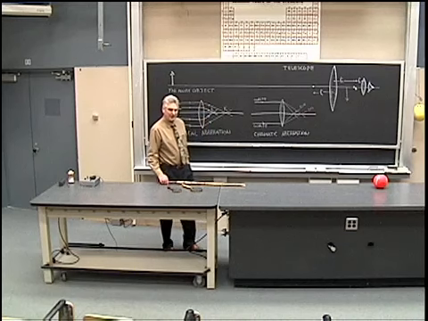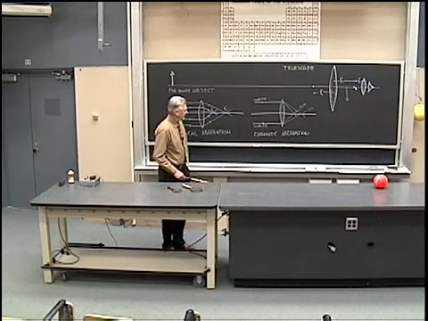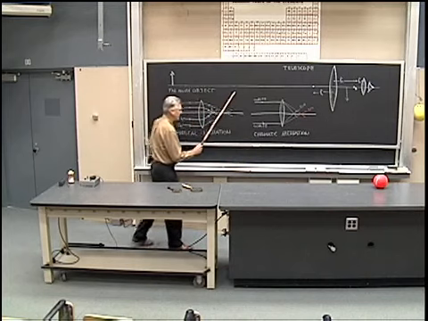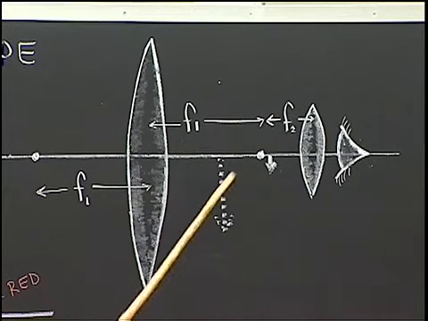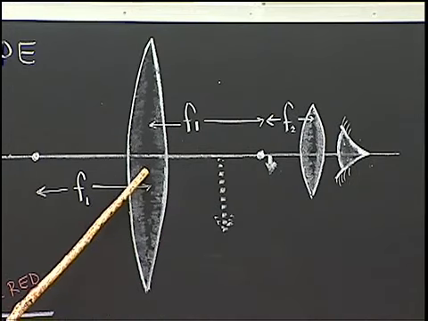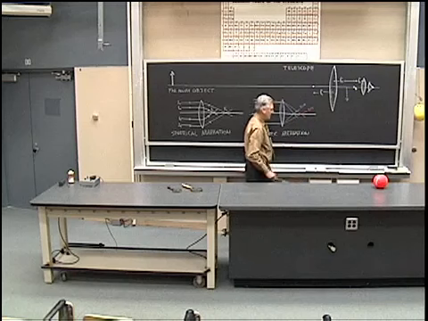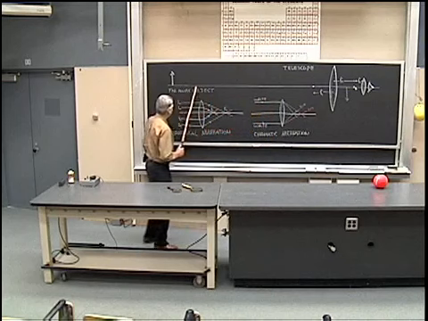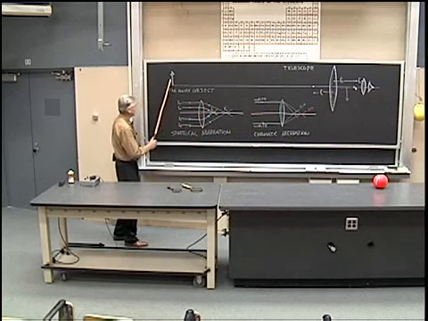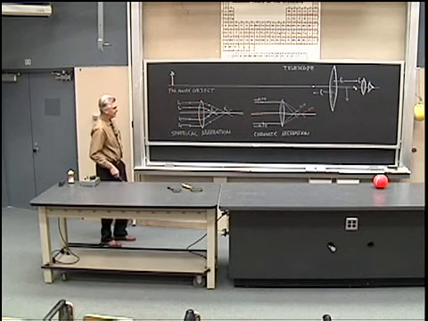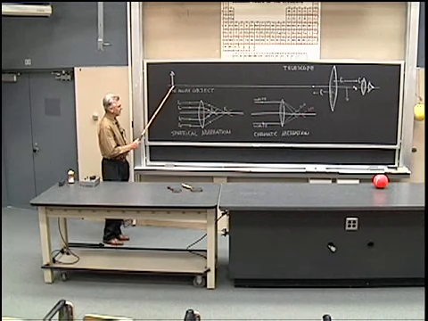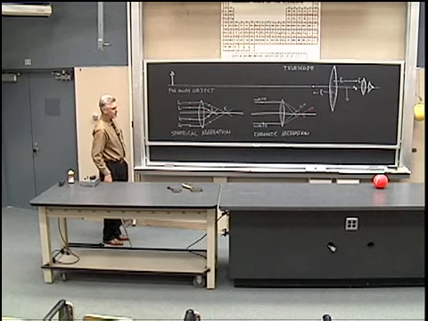Now I'd like to talk to you about the telescope. Here I have a diagram for an astronomical telescope in which we have a converging lens for the objective lens and another converging lens for the eyepiece. I've shown the object some distance away. This object might be the moon, or a planet, or even a terrestrial object such as a tree.